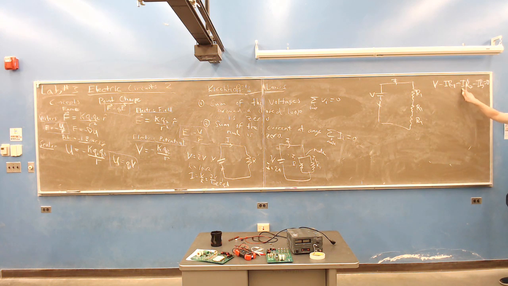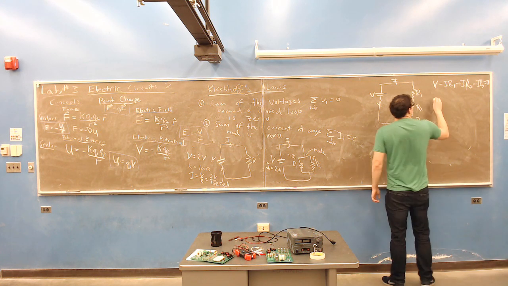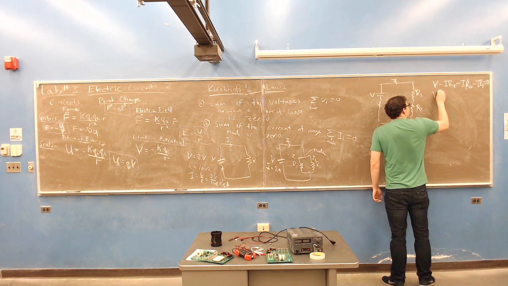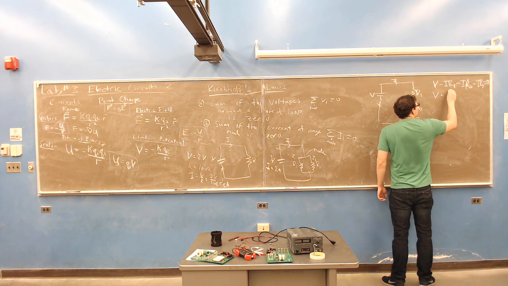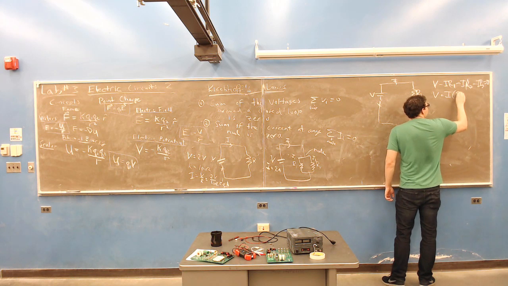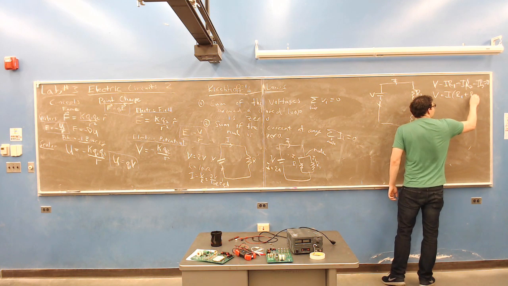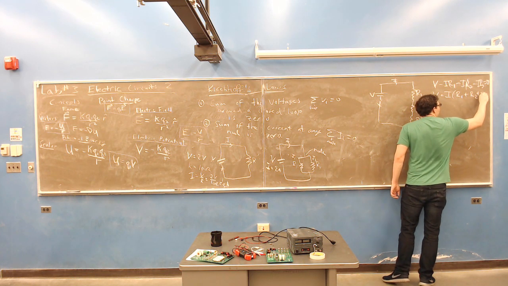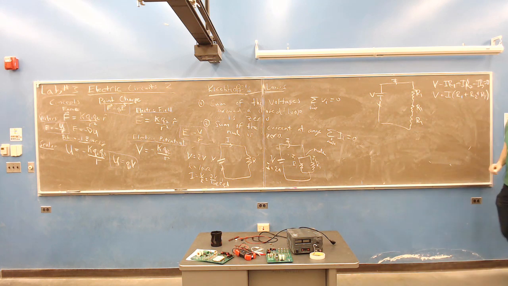There's a common factor here. So I'm going to move the V over to the other side, and I'm going to factor out the I. So there's 2 steps there. So what will I get? I'll get V is equal to I times R1 plus R2 plus R3. All right, so 2 steps of algebra, and you get to here.